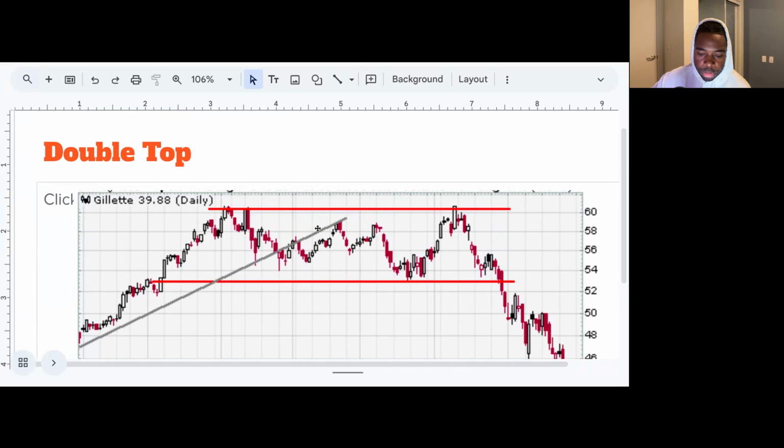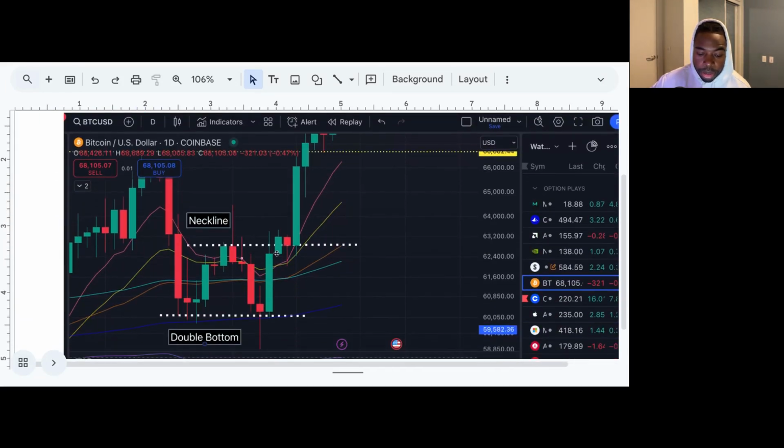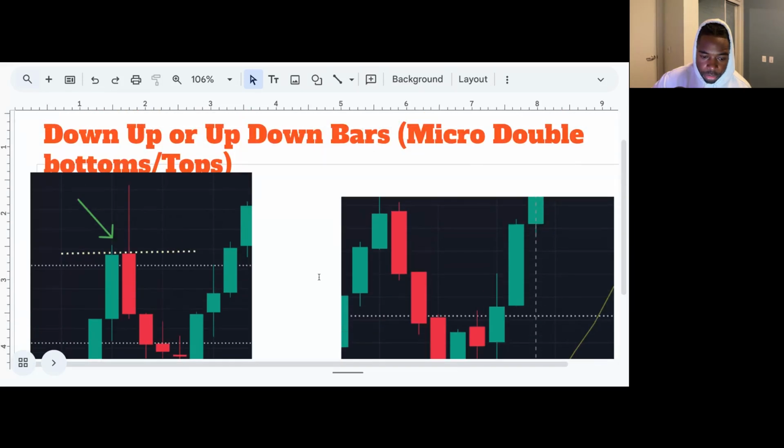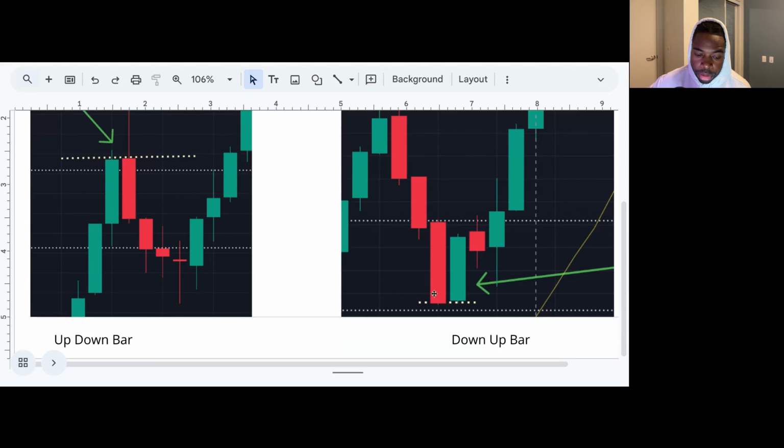And then we have double top formations. We talked about that yesterday. We talked about double bottoms with neckline breaks in our video from yesterday. And then up down bars and down up bars. So micro double tops are signs of reversals as well. And what they show is it's a defined area where price does not want to go above. And then micro double bottoms are defined areas that price does not want to go below.